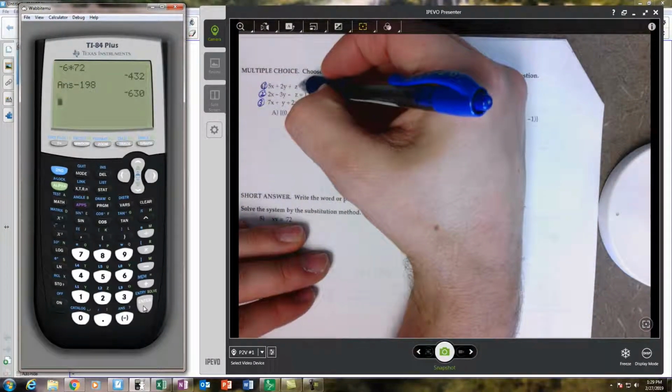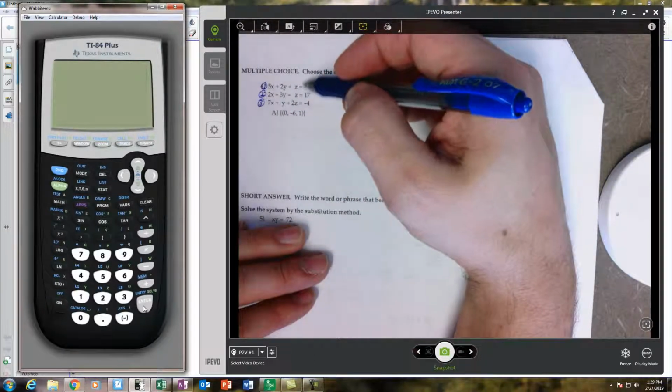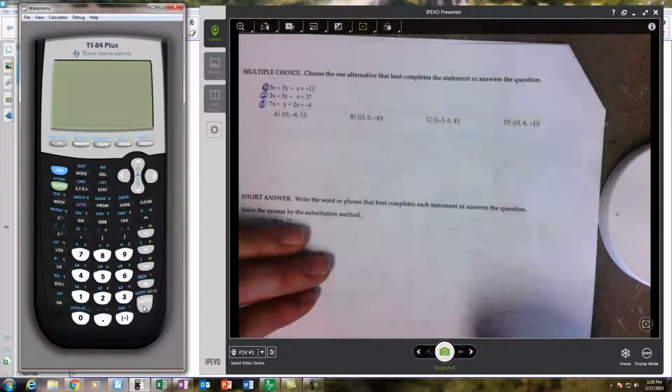If I'm looking right here, I see the z's. Let me move my hand out of the way. I see the z and the negative z. I like that a lot. So I'm going to go after those to cancel.